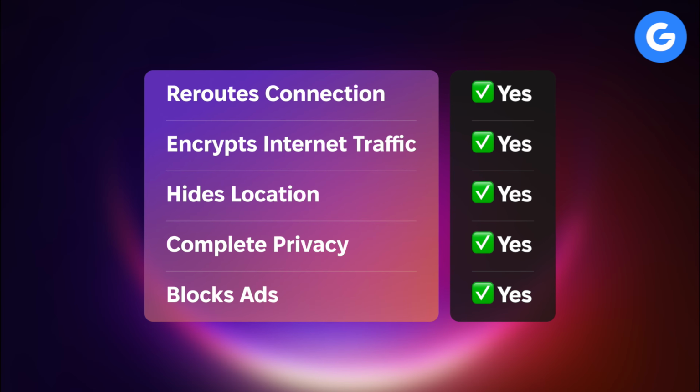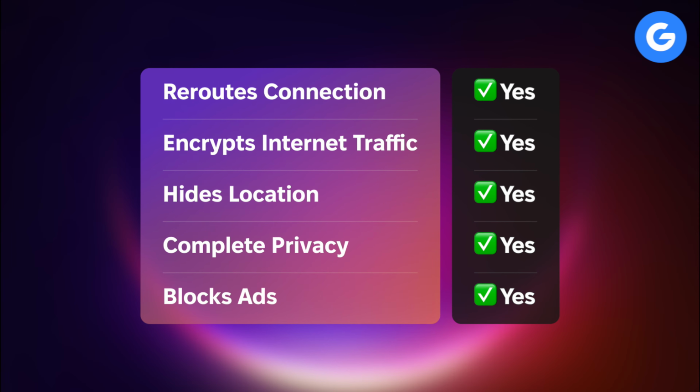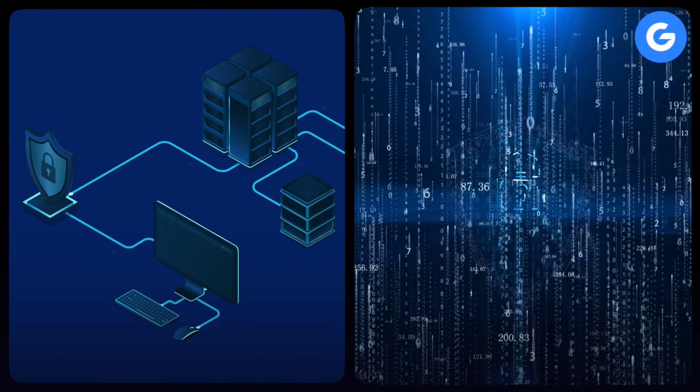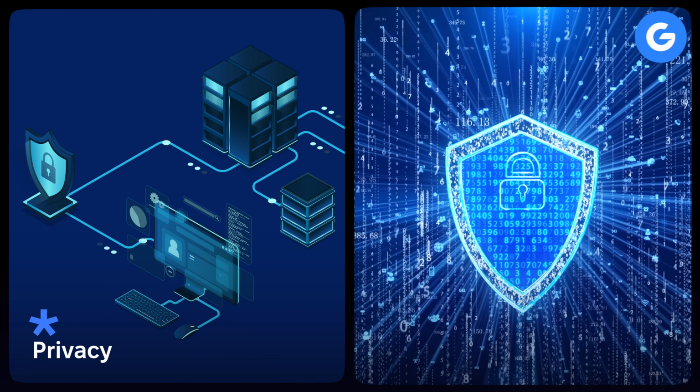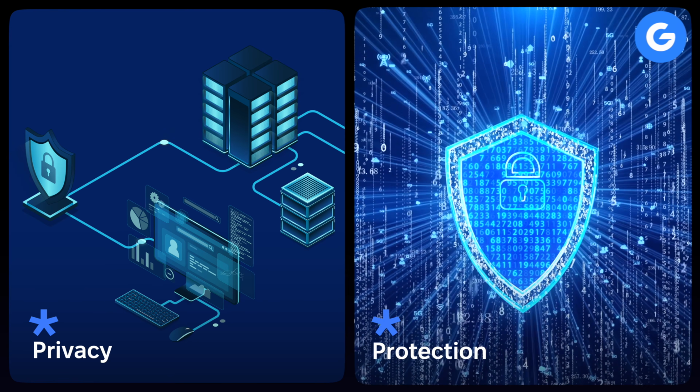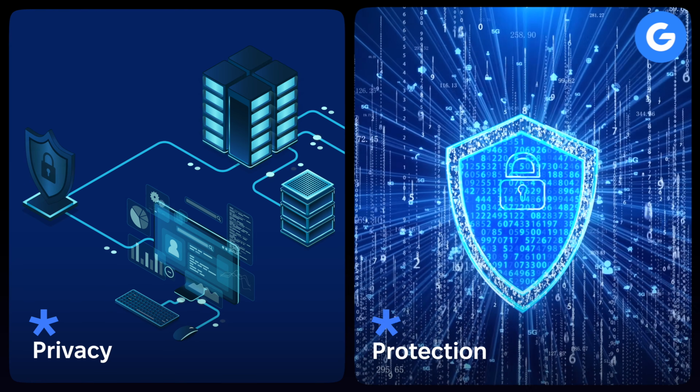Using a VPN, virtual private network. This is the most effective method. It reroutes your entire internet connection, encrypts your traffic, and gives you a new IP from a remote location. It offers complete online privacy and location masking. It also gives protection against ads, malicious links, and pop-ups on websites.